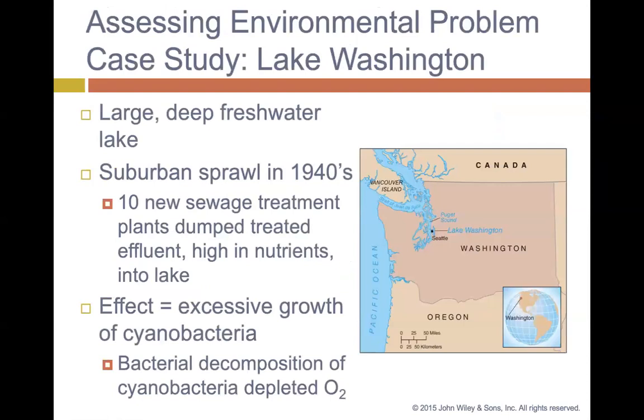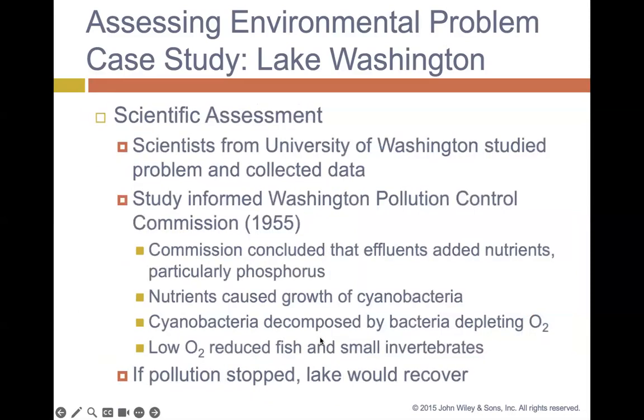Assessing another environmental problem. So for example, let's talk about the case study of Lake Washington. We have a large, deep freshwater lake. In the 1940s, we had suburban sprawl, where you have 10 new sewage treatment plants, which are dumping treated effluent high in nutrients into the lake, causing an excessive growth of cyanobacteria in this freshwater lake. And the bacterial decomposition of cyanobacteria then depleted the oxygen in that lake.